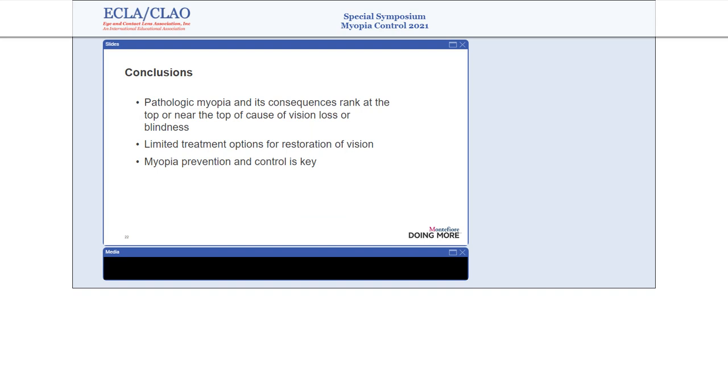So in conclusion, pathologic myopia and its complications really rank near the top of causes of vision loss or blindness. There are limited treatment options for restoration of vision. So really myopia prevention and control, as we've been discussing all morning, is key.